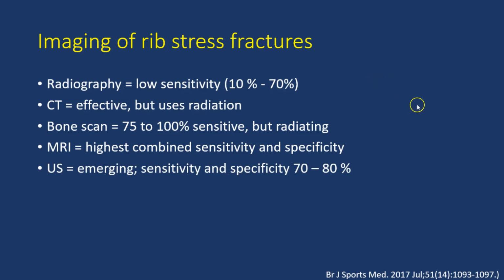It's targeted. It's usually widely available, and it's low cost, and it does not use ionizing radiation. So if ultrasound is available, I'd consider ultrasound first for my rib stress fracture questions. If I can't make the diagnosis there, I progress on to further imaging.